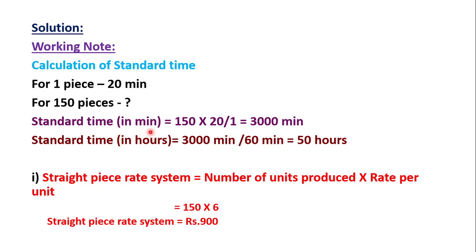Then we need the standard time in hours. How to convert these minutes into hours? 3000 minutes divided by 60 minutes is 50 hours. So, standard time we have calculated. Then the first one we have to calculate is the straight piece rate system. The formula is number of units produced into rate per unit. The number of units produced by the worker is 150, rate per unit is 6, it is given in the problem. Under the straight piece rate system, the wages are rupees 900.